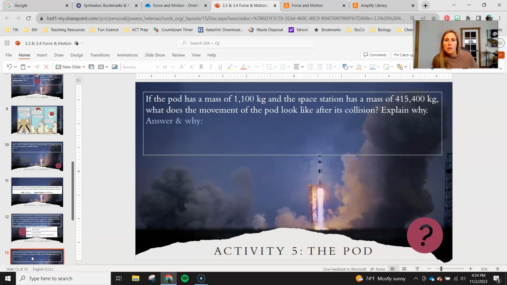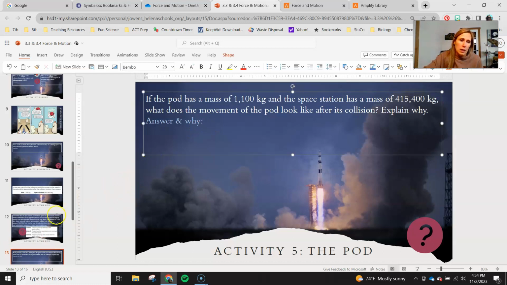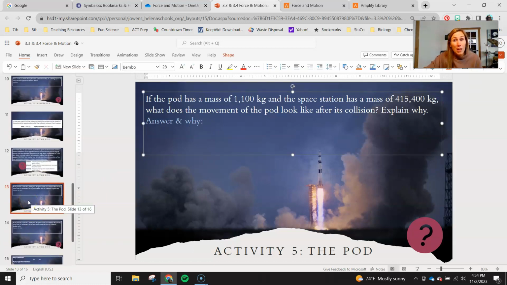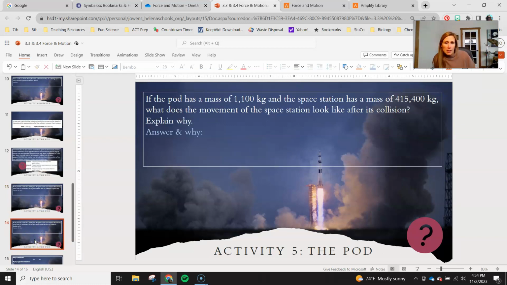And then if the pod has a mass of 1,100 kilograms and the space station has a mass of 415,400 kilograms, what does the movement of the pod look like after its collision? Explain why. So what do you think the pod is doing after it hits the space station? You guys should already have a pretty good idea. We've known this since the very, very beginning. Okay, how about the space station though?